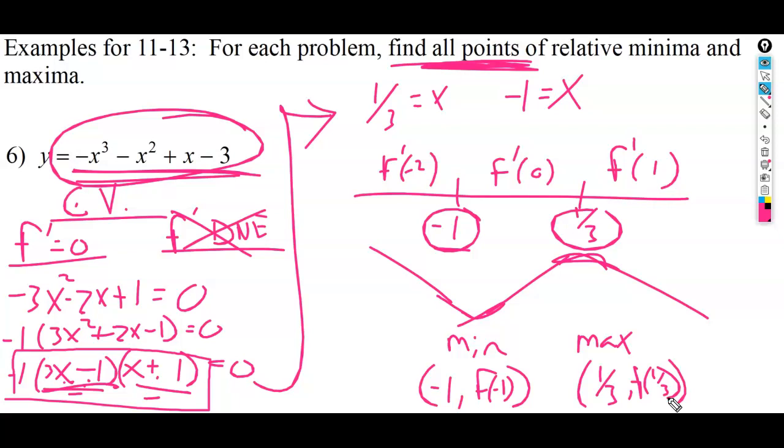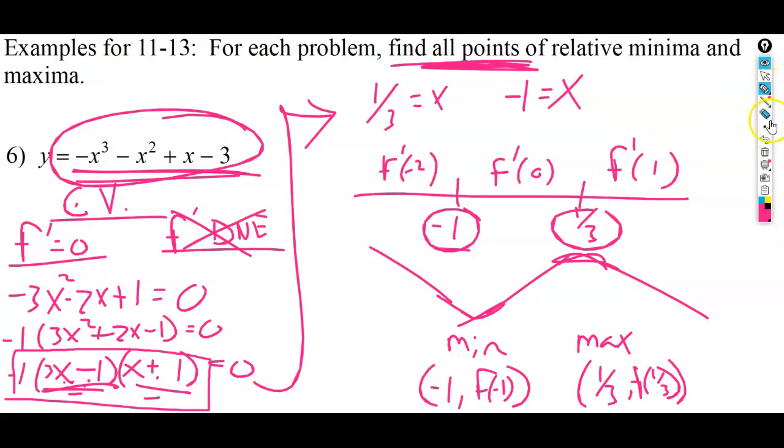So you can use a calculator if you want to on these problems. I'm not going to, but notice to find the y value, by the way, you plug it into the original function, right? And to find the slopes, you plug it into the derivatives. So you've got to pay attention to what you're plugging it into.